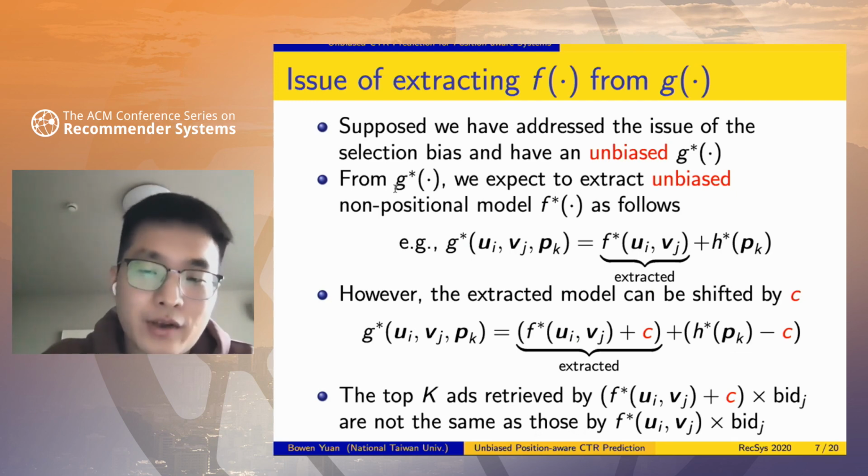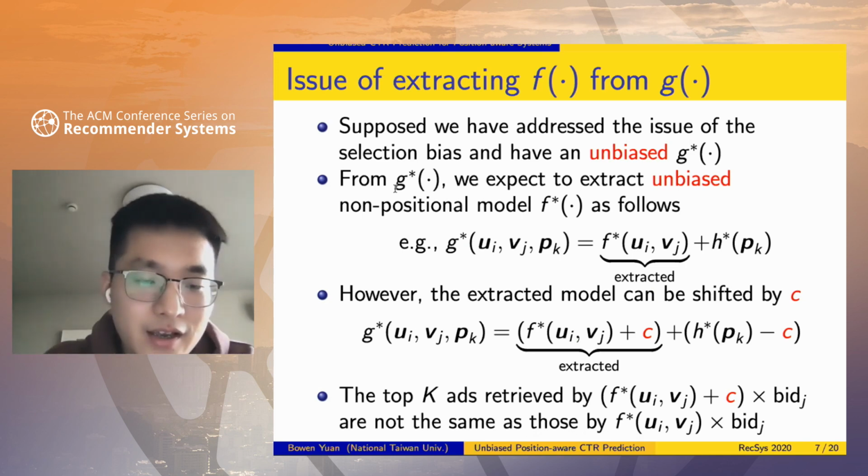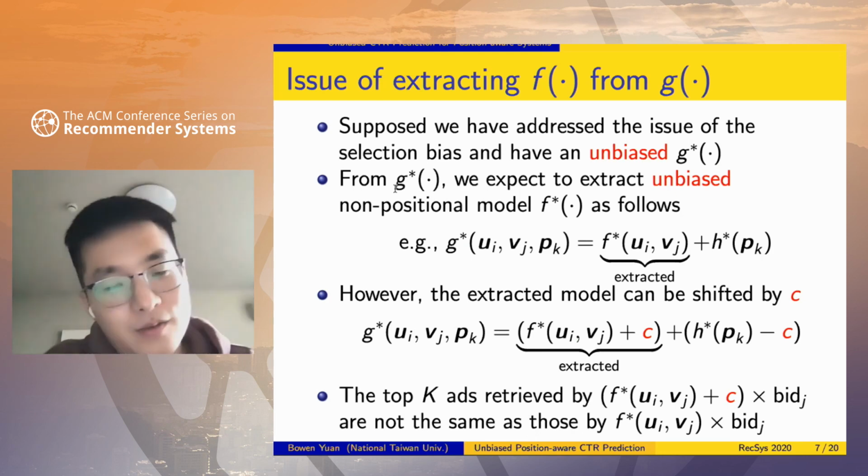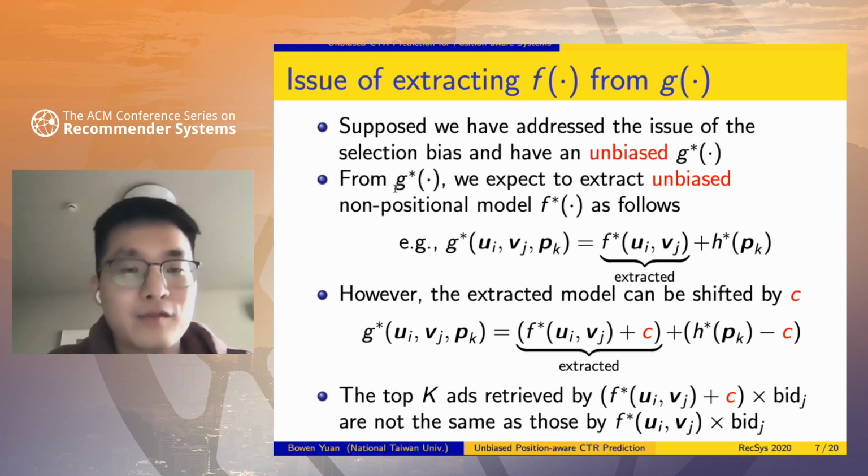However, the extracted model can be shifted by a constant, an arbitrary constant C. And clearly, the top K as retrieved by this shifted model times the bid are not the same as those by the ground truth F-star model times the bid.